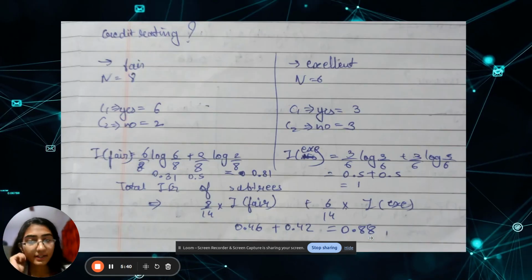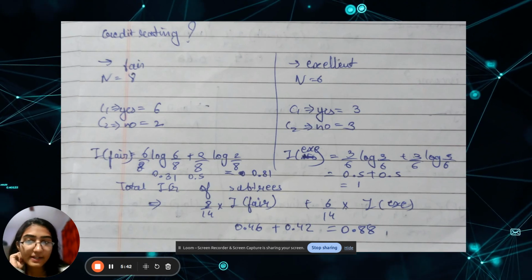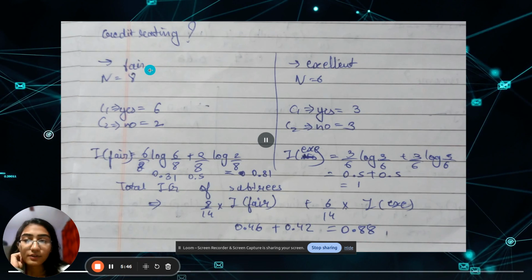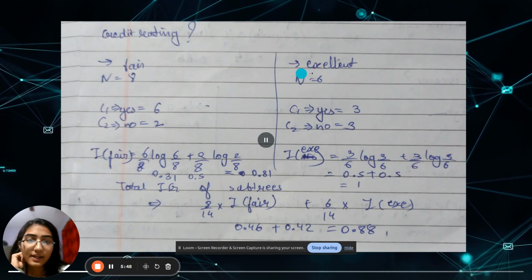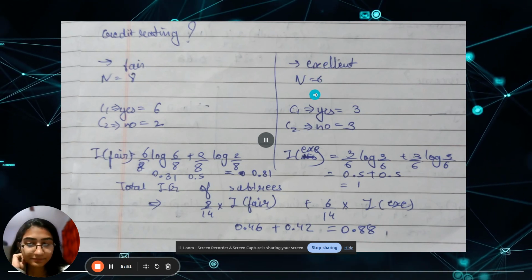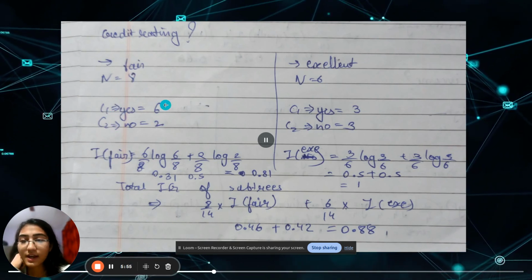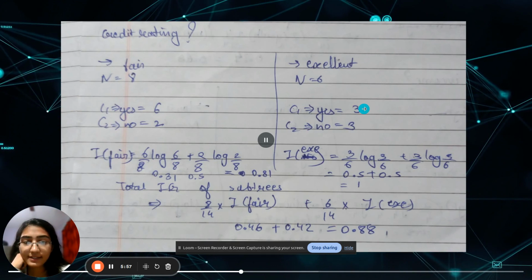Okay. Similarly, we will calculate for credit rating. Credit rating is either fair or excellent. For fair, there is a total of 8, and for excellent, there is 6. So for C1 and C2, fair is 6 and 2, and for excellent there is 3 and 3.